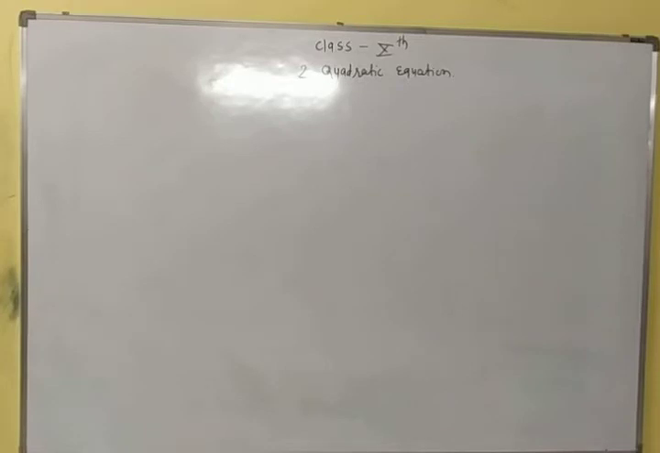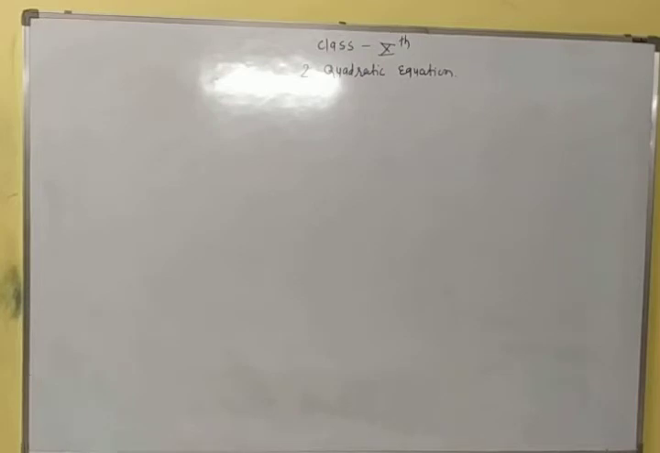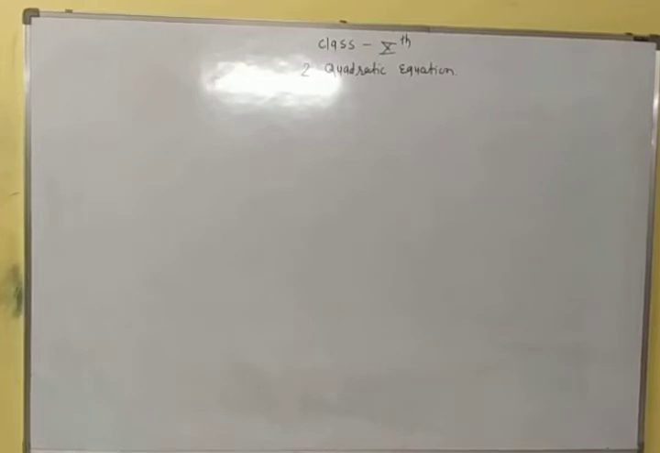Now the second chapter is quadratic equation. You have studied polynomials last year. You know the types of polynomials according to their degree. When the degree of the polynomial is 1, it is called a linear polynomial. And if the degree of a polynomial is 2, it is called a quadratic polynomial.